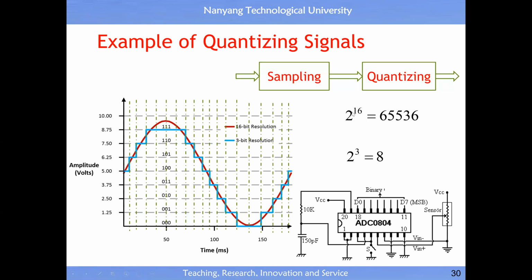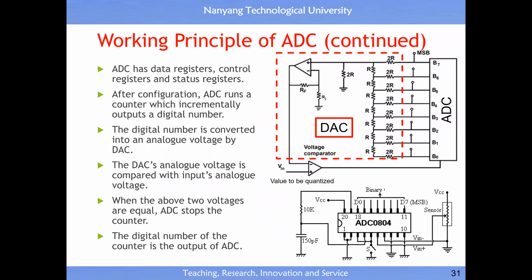If I have a binary number with 16 digits, 0000 and so on, I have 16 digits. Each digit can take 2 values, 0 or 1. Then the total number of digital outputs is 65,536. It's a lot, all right? So it's good enough.